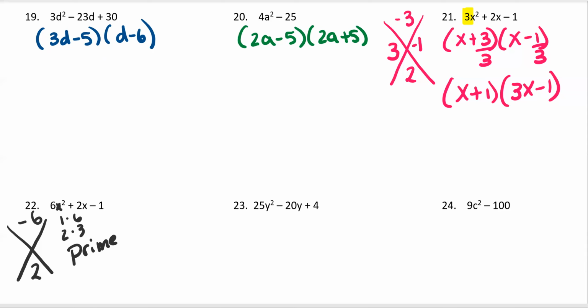Number 23, might notice the first term is a perfect square, 5y times 5y. 4 is 2 times 2. 2 times 5y times 2 is 20y. And I'll just remind you that when this pattern occurs, your sign is always the sign in front of the middle term. So we have 5y minus 2 times 5y minus 2.